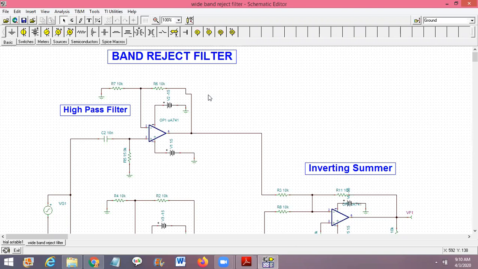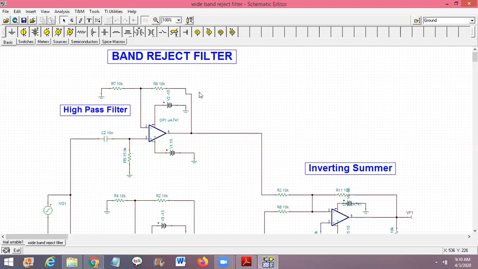In band pass filter it is categorized as wide band pass filter, narrow band pass filter, wide band reject filter and narrow band reject filter. Wide band pass filter and narrow band pass filter were completed yesterday. So today we shall be starting with band reject filter.